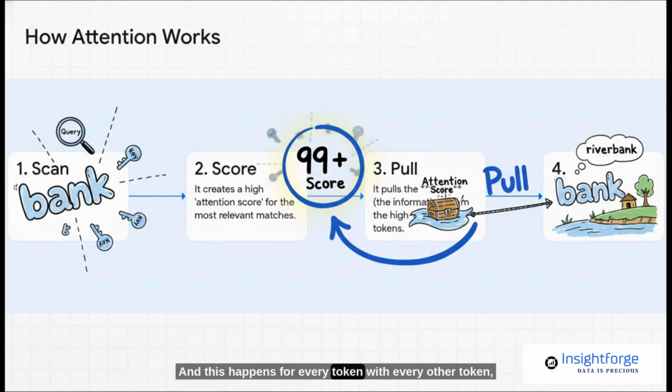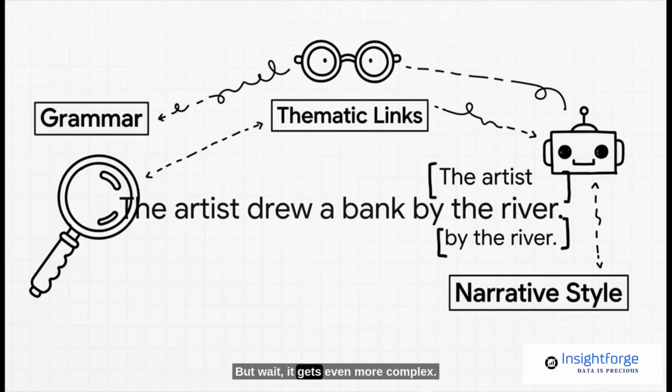And this happens for every token with every other token, all at the exact same time. But wait, it gets even more complex. The model doesn't just do this once. It uses what's called multi-head attention, running dozens of these QKV processes all in parallel.